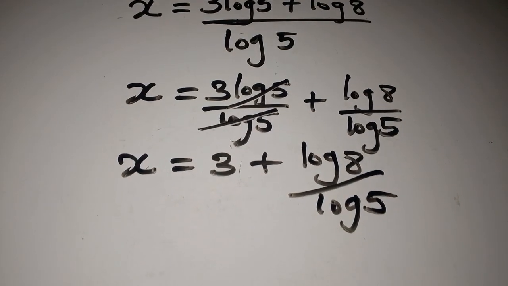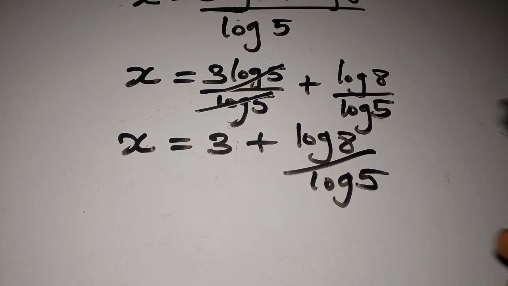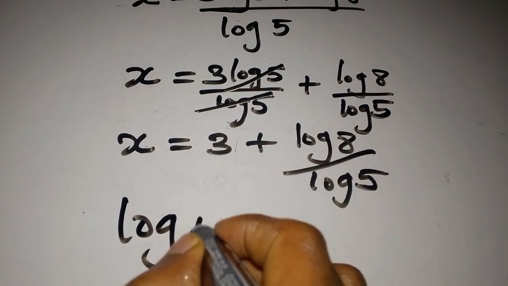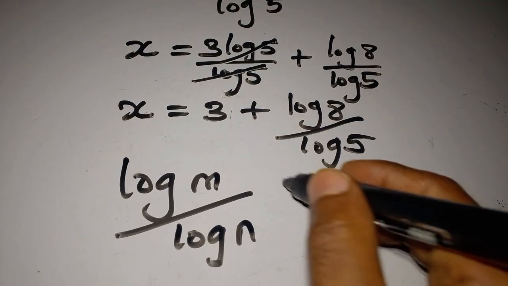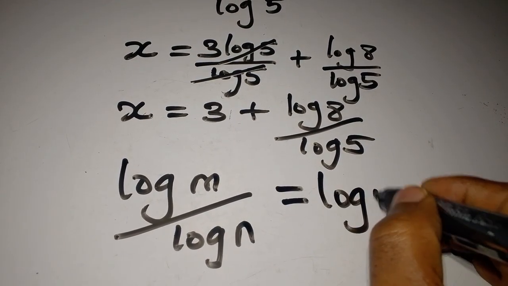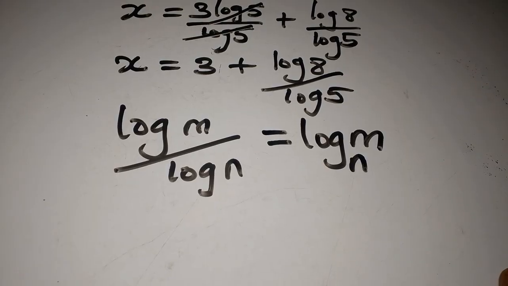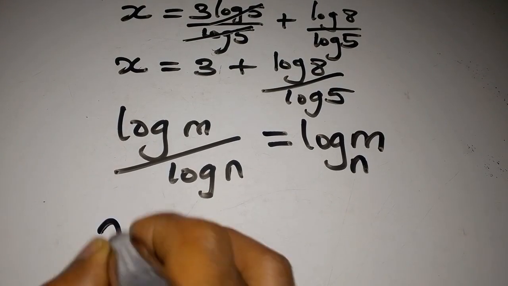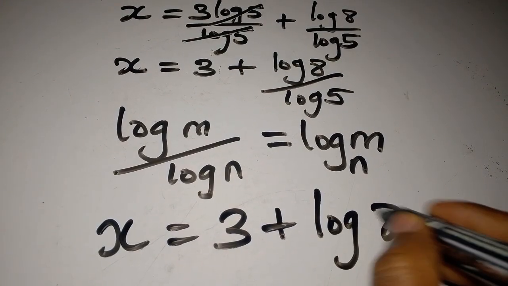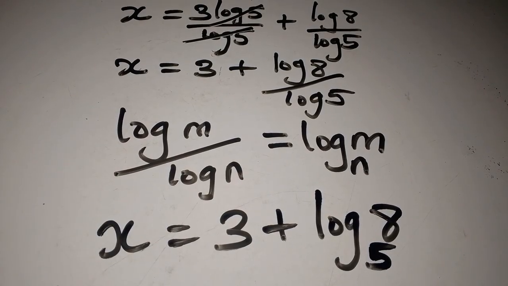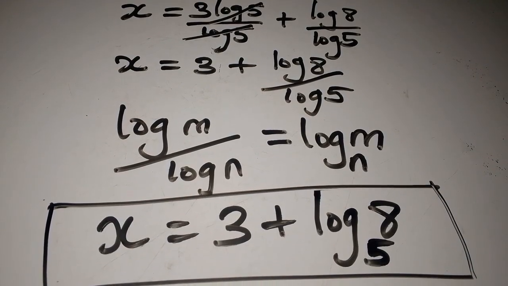Then we can apply change of base to that, so that 5 here becomes the base to the 8. Because if you have log m divided by log n like this, it is the same thing as log m to base n. So if this is true, then the value here can be changed to give us x equals 3 plus log 8 to base 5. So this right now is the value of x that we have from the equation.